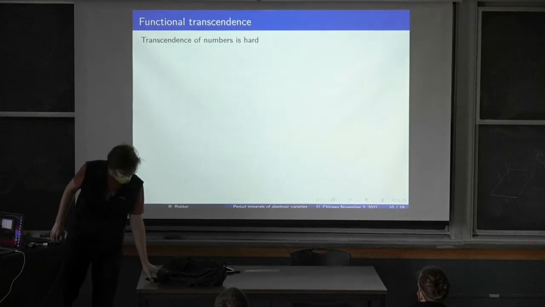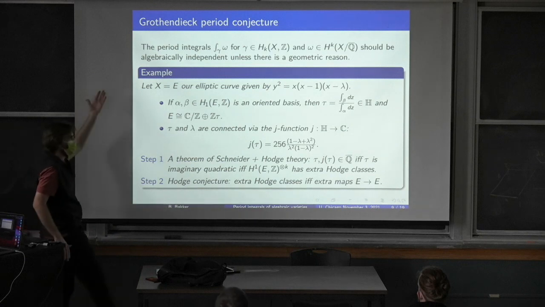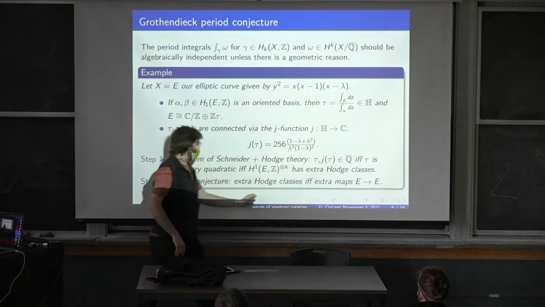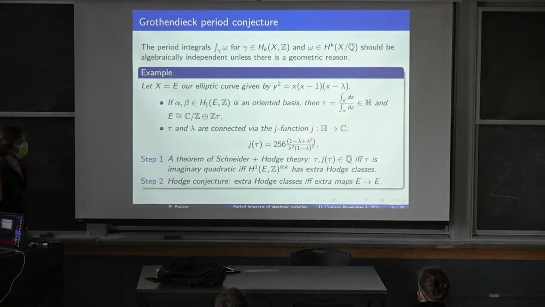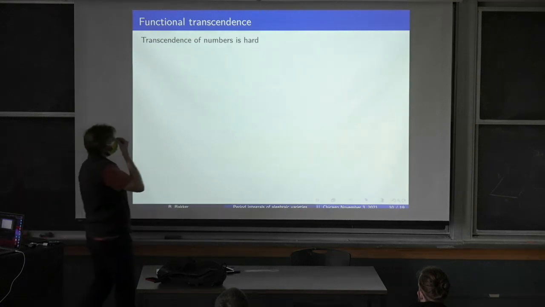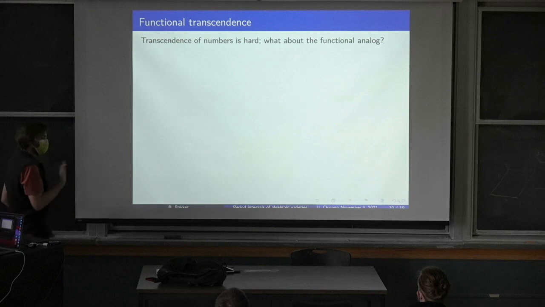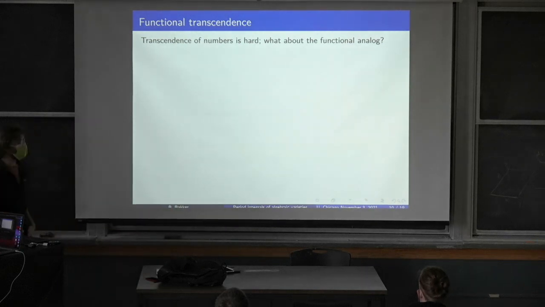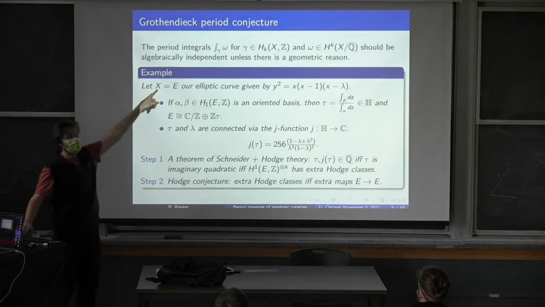Unfortunately, this is basically as far as you can get in some sense. The period conjecture is very hard, and there are many stumbling blocks. The transcendence statements that you need are hard. The Hodge theory part is hard, and the Hodge conjecture is hard. Transcendence of numbers is particularly difficult. We can ask, what about the functional analog? Let me describe what I mean by this. What I mean is basically, what can we say about the transcendence of these functions in families?